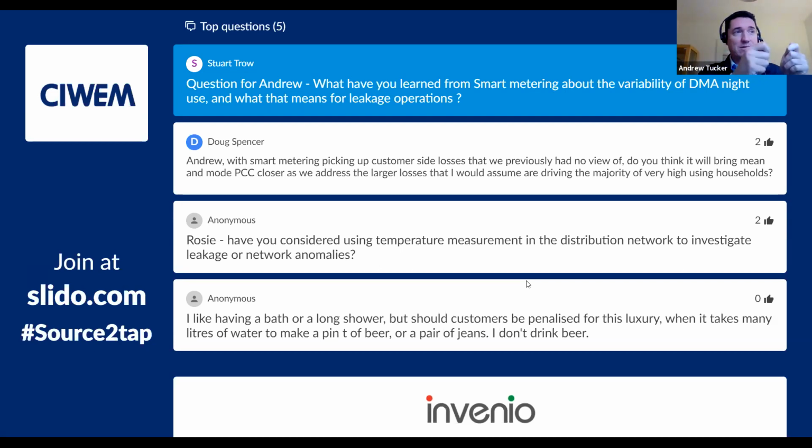And the thing it has on leakage operations is two things. One, better targeting of locations. So customer side leakage and even DMA leakage, the more points of interest you've got generating data back, the more accurate you've got as location. And the second one there is better balance.